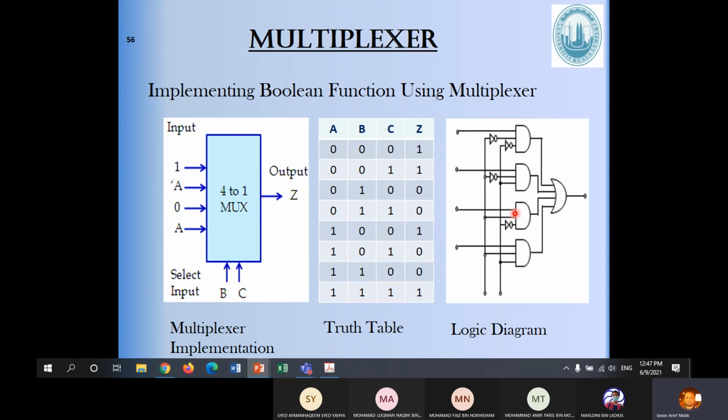And then logic diagram ni sama je. Ambil je 4 to 1 mux. So this will be 1 A bar 0 A, B C, Z. That's it. Itu sahaja implementation of Boolean expression using multiplexer.